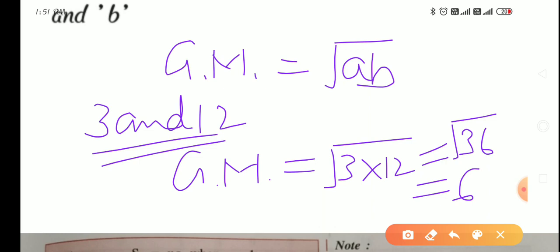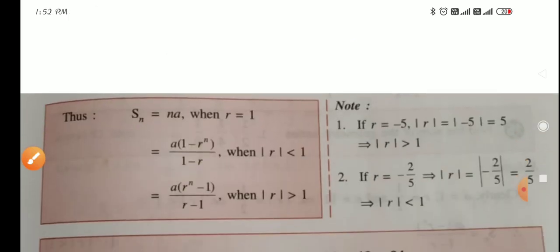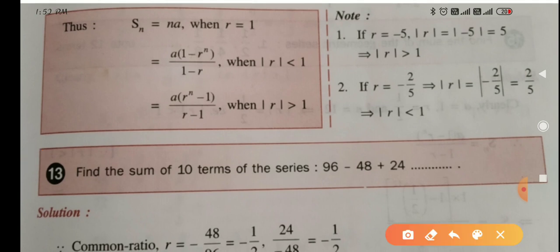And for the sum of n terms, I told you three formulae. Now I'm going to take some examples so that this concept will be clear to you. Next, you can see here one table is given which I told you just before. Sn equals Na when r is exactly 1. Sn equals A into 1 minus r to the power n upon 1 minus r when modulus r is less than 1. A into r to the power n minus 1 upon r minus 1 when modulus r is greater than 1. Now some examples you see.